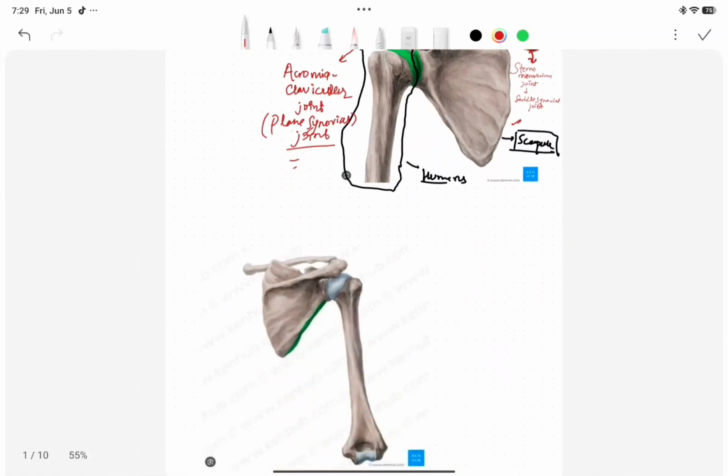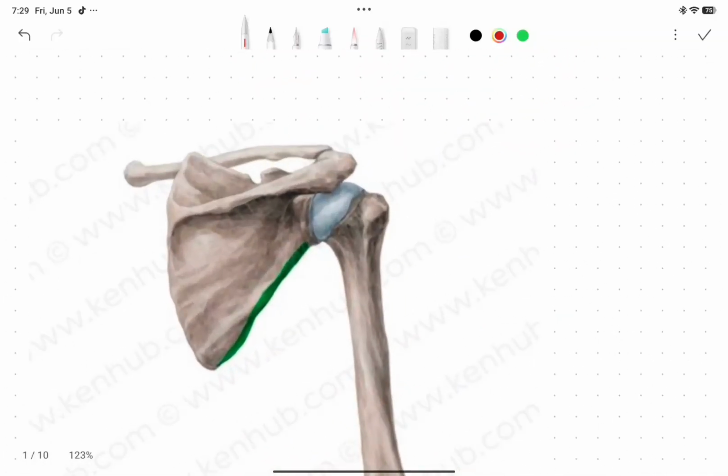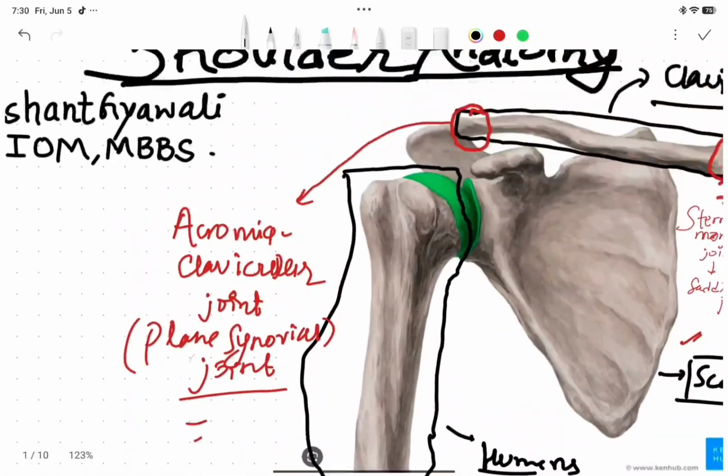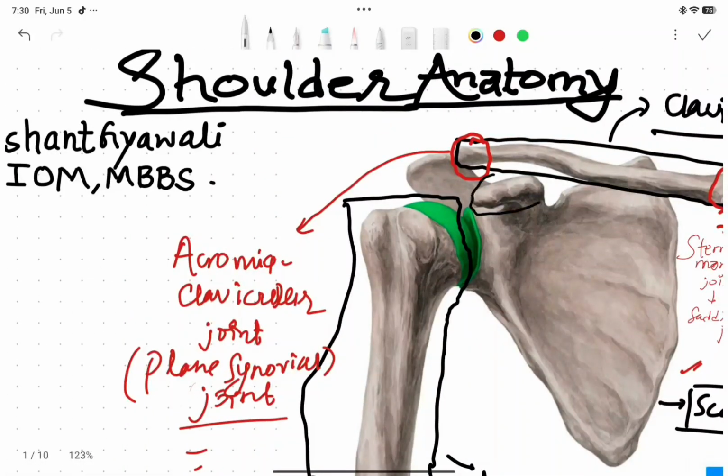In the posterior side of the scapula, there is a prominent process called the acromion process. Okay, and in the anterior side there is another prominent process of the scapula, known as the coracoid process.